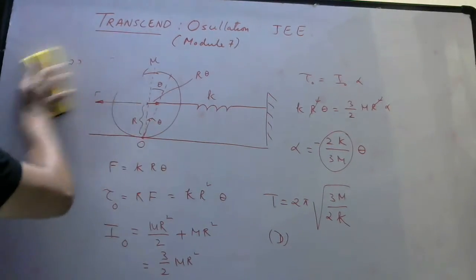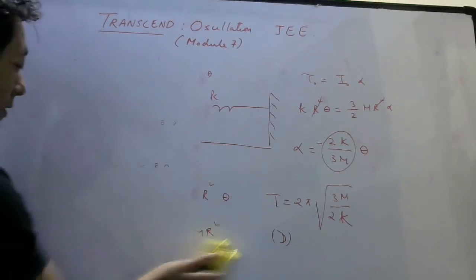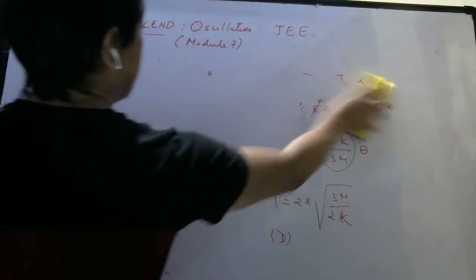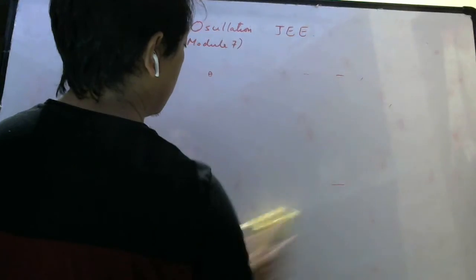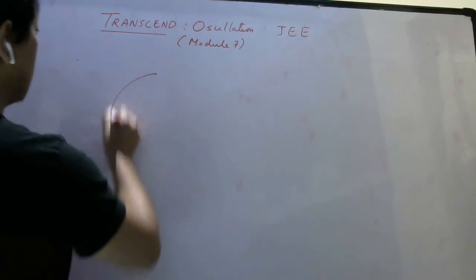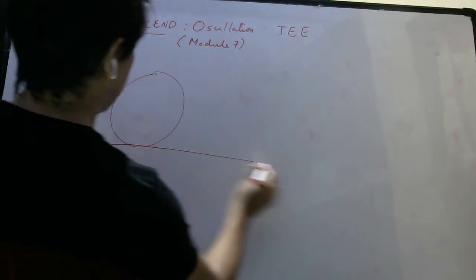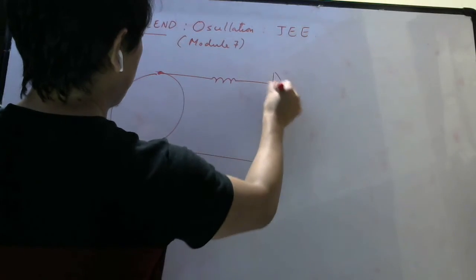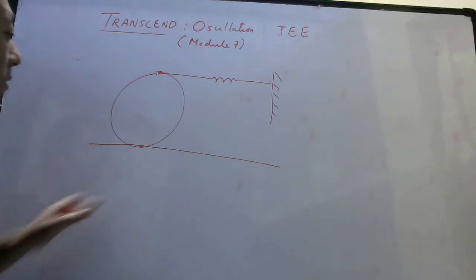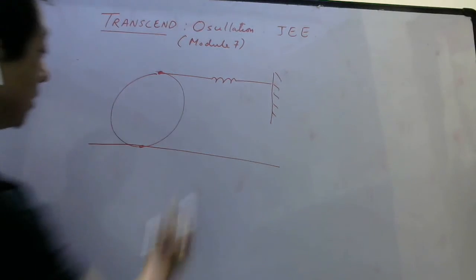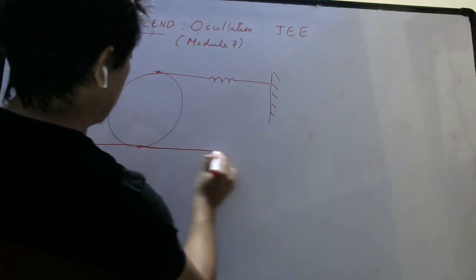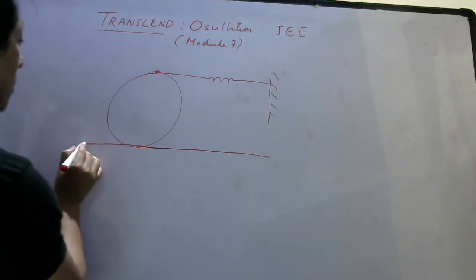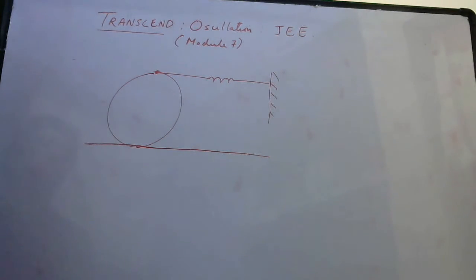Let us see what would happen if I do a small change in this problem. I will not connect the spring to the center of the cylinder, but let's say this is my cylinder, and I connect it to this point. So now you have to be a little bit careful. Again, the friction here is sufficient so that it doesn't slip on the floor. It rolls without slipping.